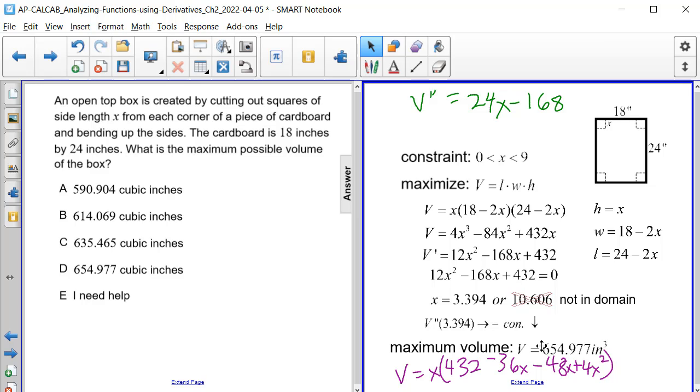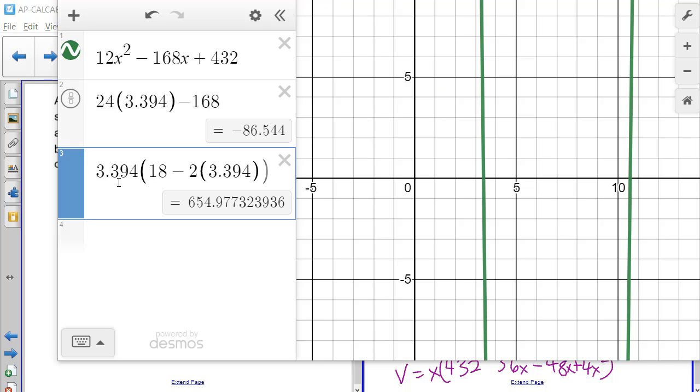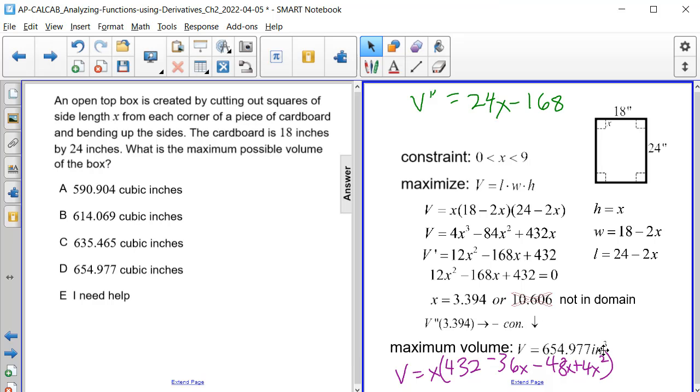So therefore, we can then substitute this value into our volume equation here to determine what the maximum volume value is. And when we do substitute our x value into that formula and evaluate it, we end up getting that the volume is 654.977 cubic inches, or answer choice D.